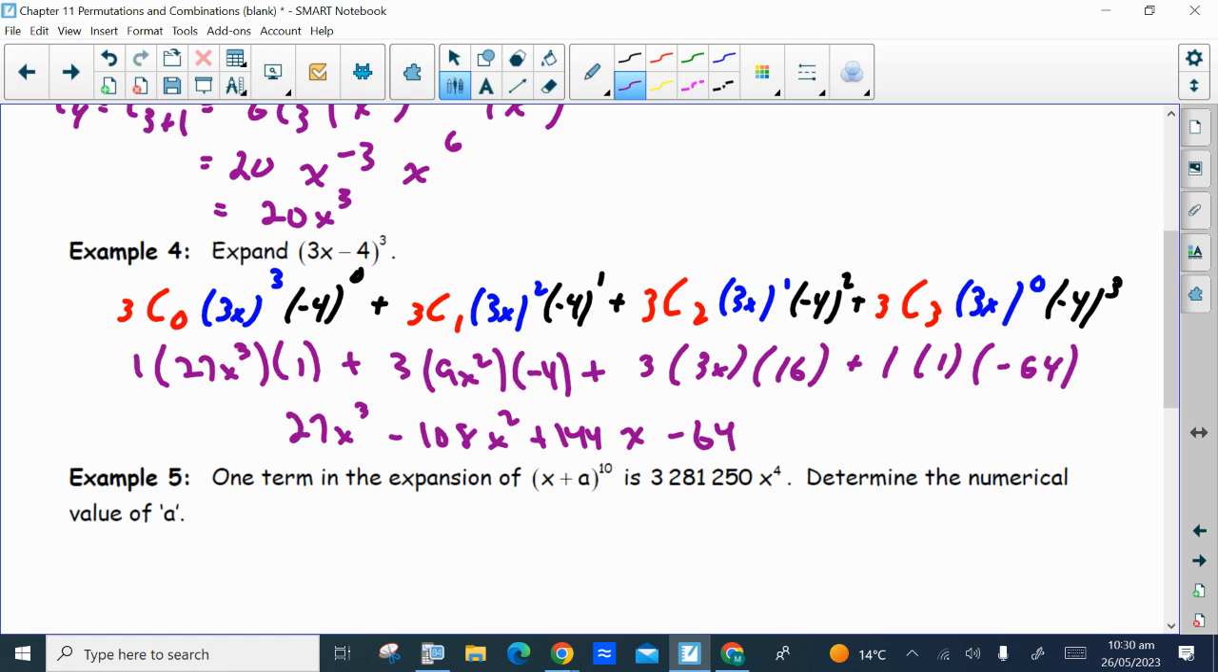In this case, it might have been easier just to physically multiply out 3x minus 4 by itself 3 times. But as n gets larger and larger, this method becomes easier and easier, quicker and quicker.